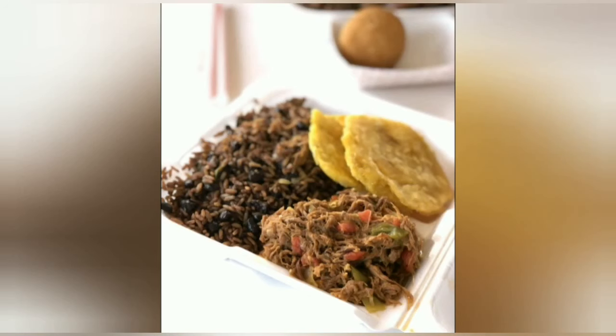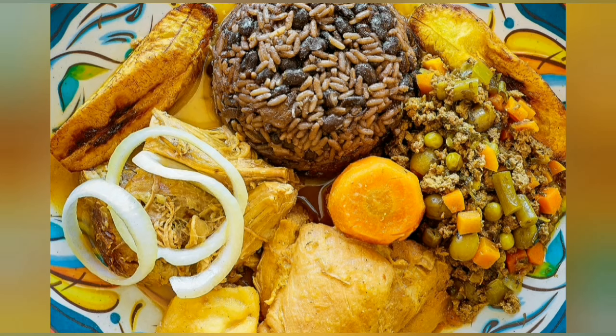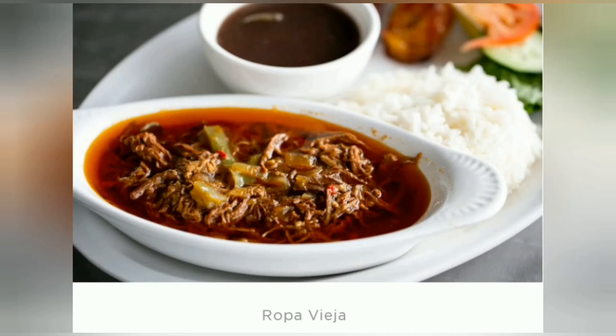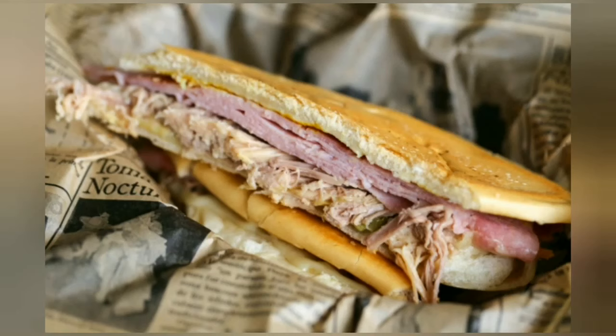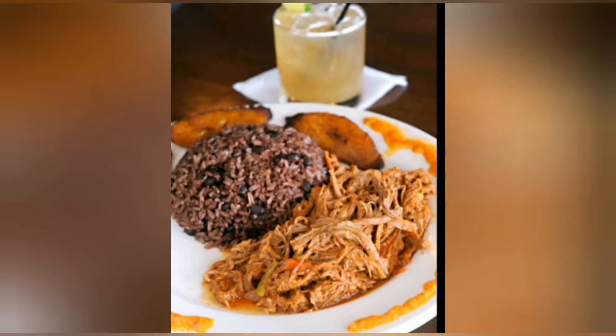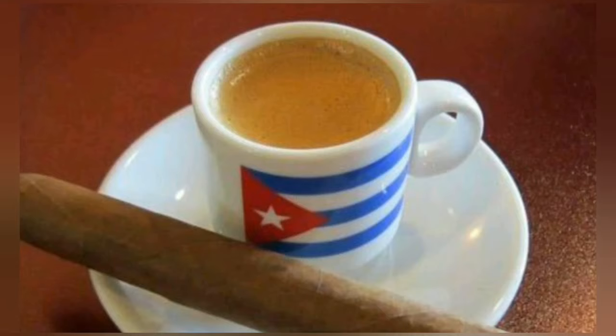And now food. Cuban cuisine is a fusion of Spanish and Caribbean cuisines. A typical meal may consist of plantains, black beans and rice, ropa vieja or shredded pork. It may also include Cuban bread, pork with onion, moro, which is black beans and rice, and of course, you can't forget the ever so famous Cuban coffee.